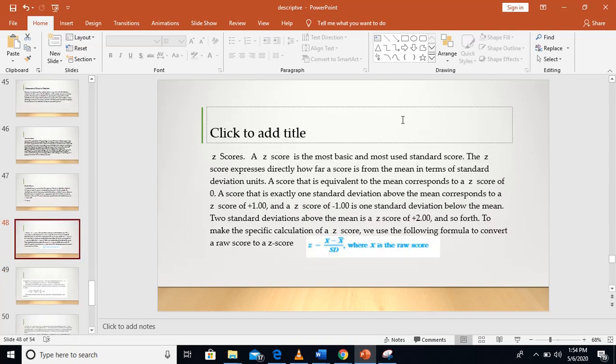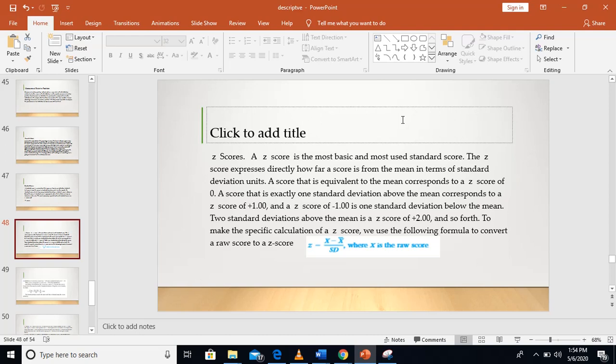A z-score is the most basic and most used standard score. The z-score expresses directly how far a score is from the mean in terms of standard deviation units. A score that is equivalent to the mean corresponds to a z-score of 0. A score that is exactly one standard deviation above the mean corresponds to a z-score of +1, and a z-score of -1 is one standard deviation below the mean. Two standard deviations above the mean is a z-score of +2, and so forth.